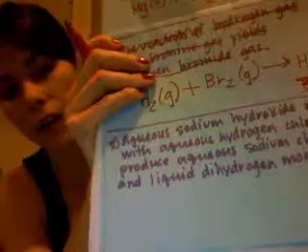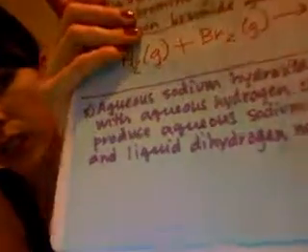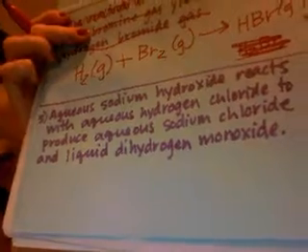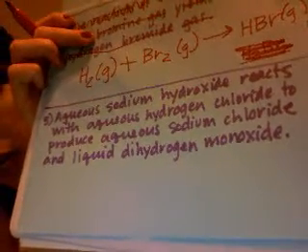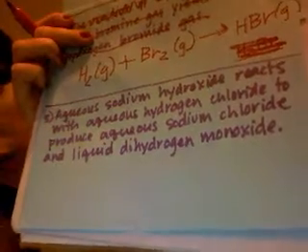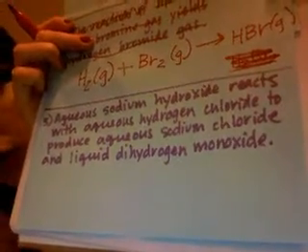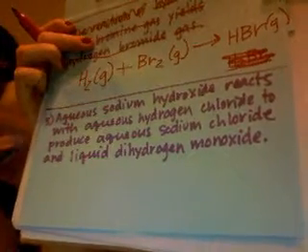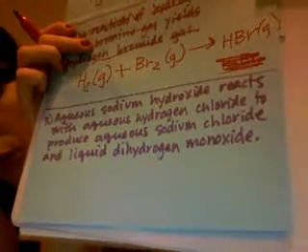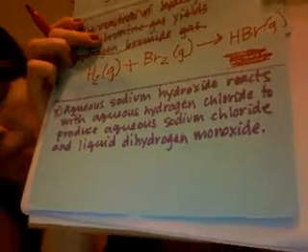Okay, this last one is kind of a Mac Daddy, but you just got to take it step by step. Okay, it says, let me get it for you. Aqueous sodium hydroxide reacts with aqueous hydrogen chloride to produce aqueous sodium chloride and liquid dihydrogen monoxide. There are a lot of words in this little sentence, but you just got to take it step by step.